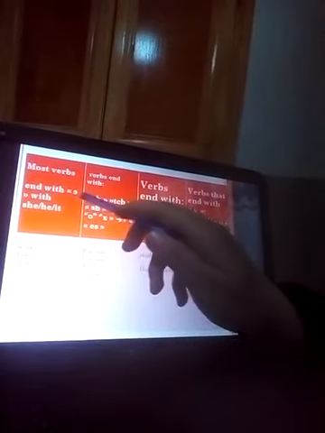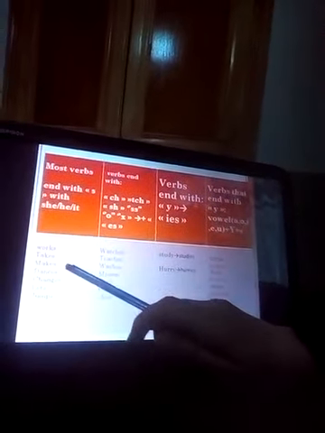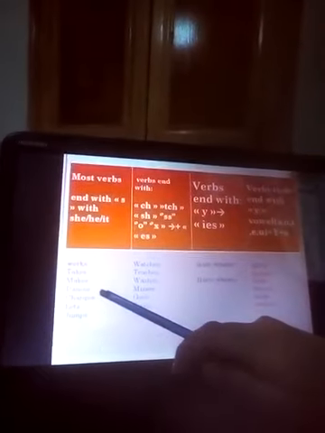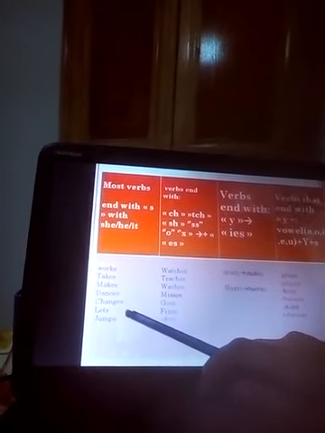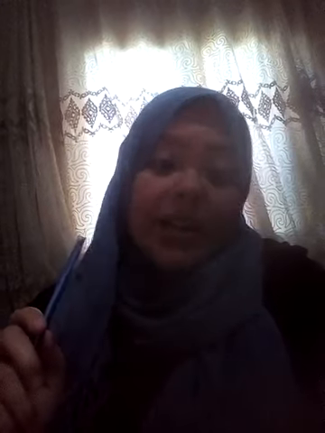Most verbs end with s with he, she, it. So with all the verbs, normally, generally, we add s, like works, takes, makes, dances, changes, lets, jumps. But we have some verbs that need another letters. We can't add the s, only the s. We need to add another letter.